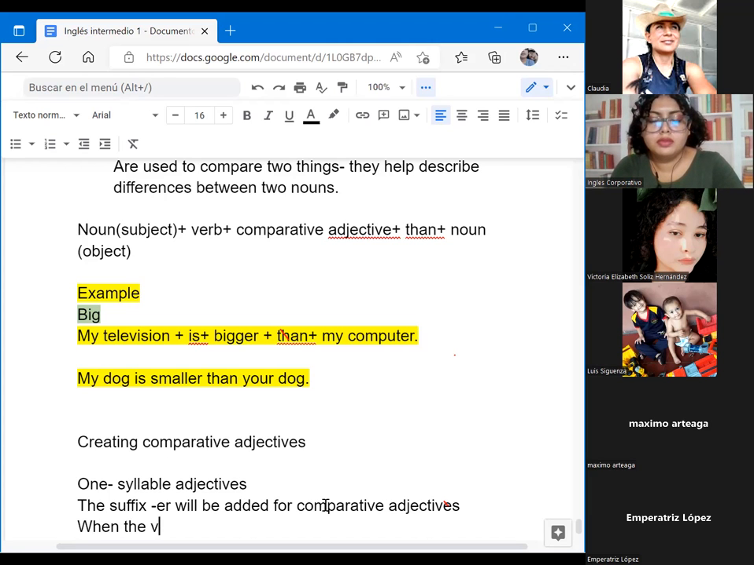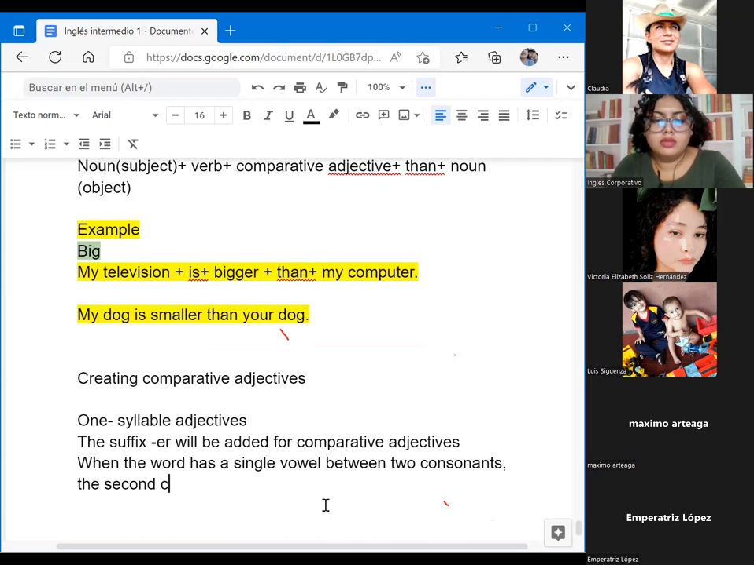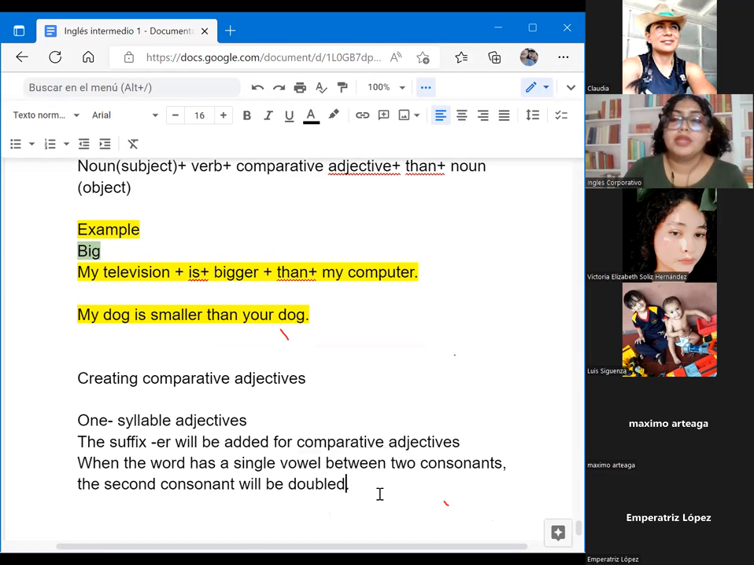Okay, in this case, the suffix es el final que le agregamos nosotros a las palabras. Vamos a agregarle ER a estas comparativas. ER es el final que se le va a agregar. Pero si tenemos una palabra que tenga una sola vocal en medio de dos consonantes, vamos a doblar, o sea, vamos a escribir dos veces la última consonante.